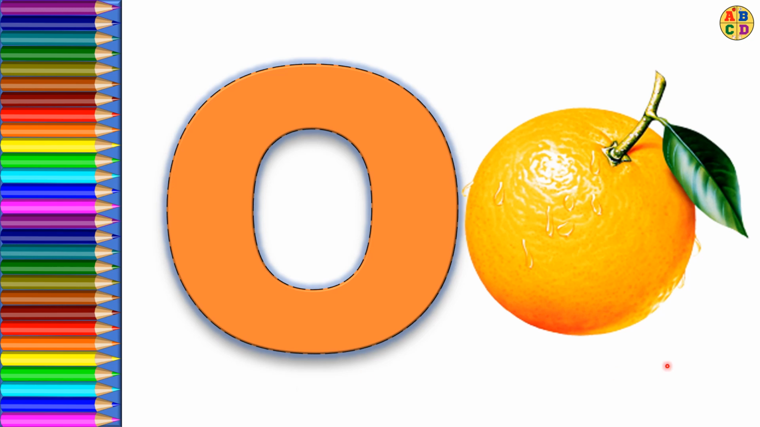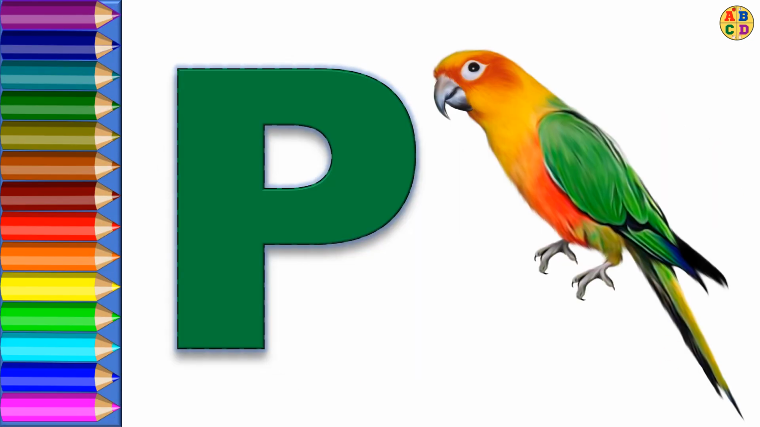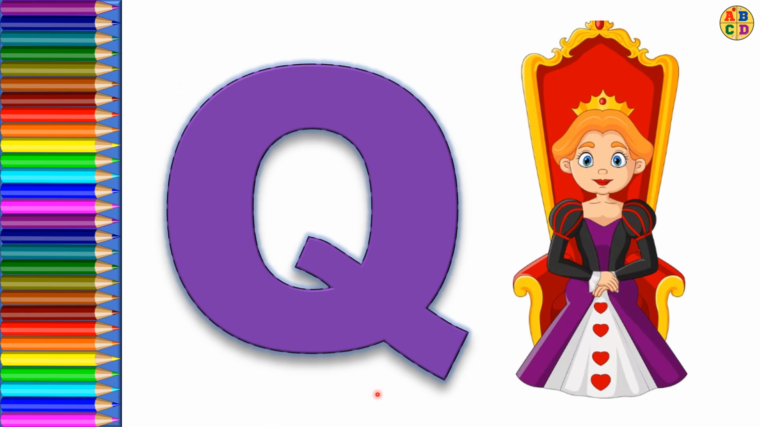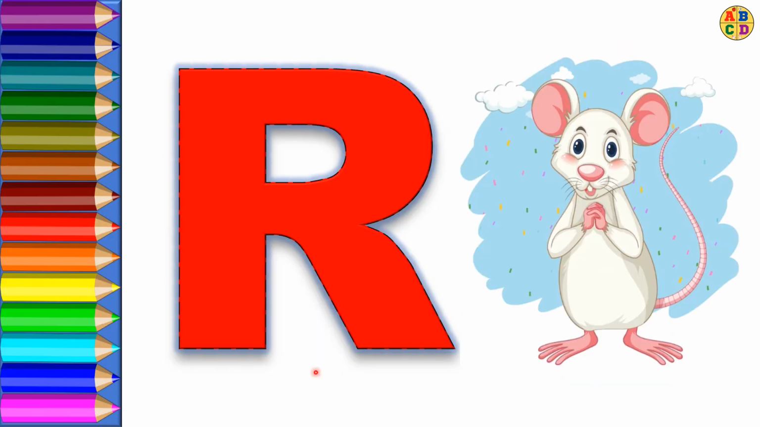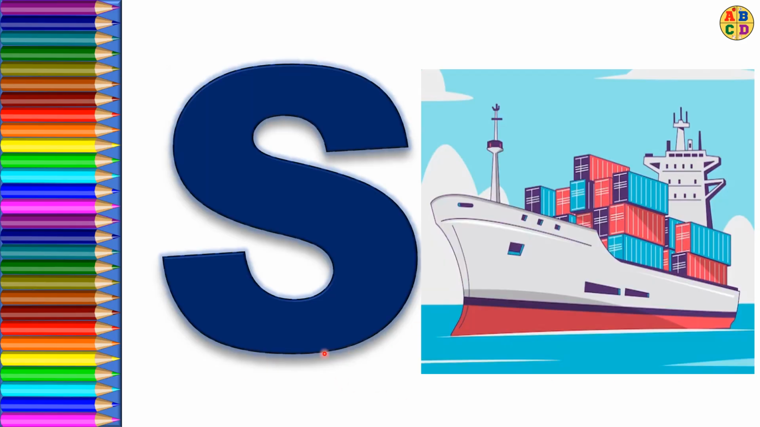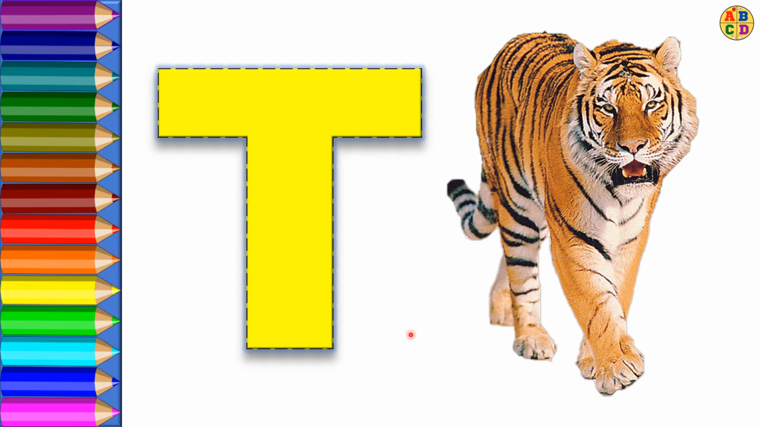Next P. P for parrot. Next Q. Q for queen. Next R. R for rat. Next S. S for sheep. Next T.